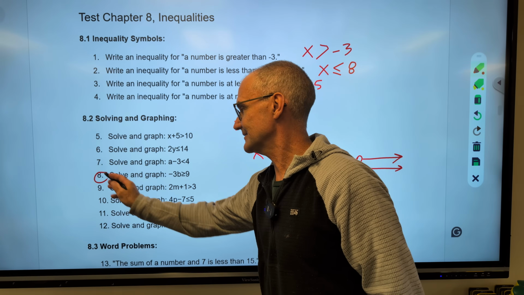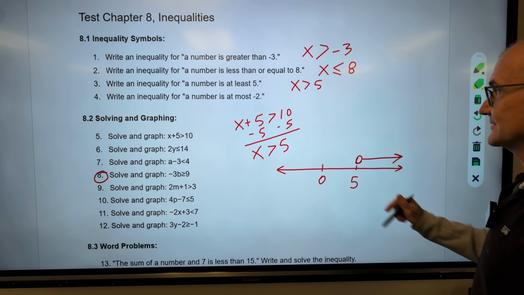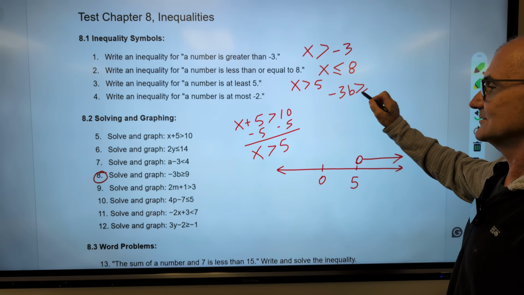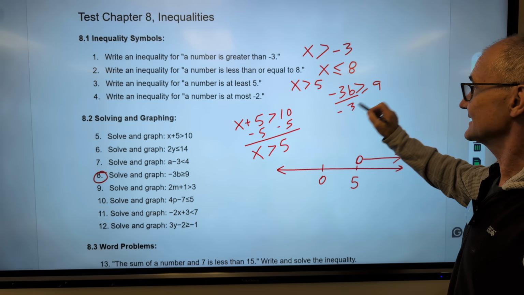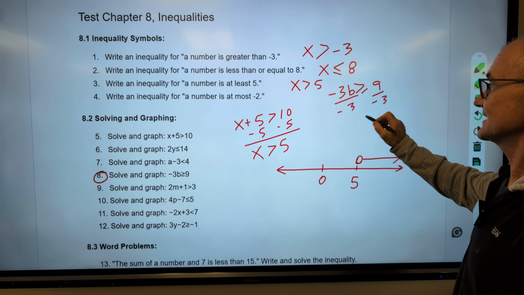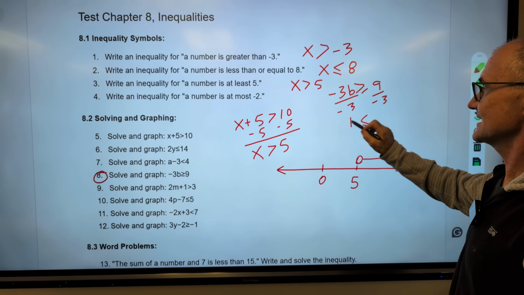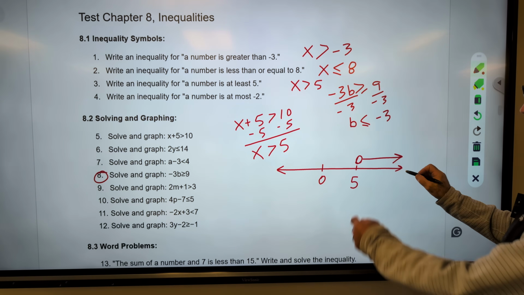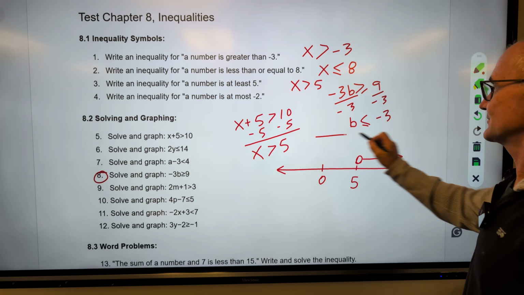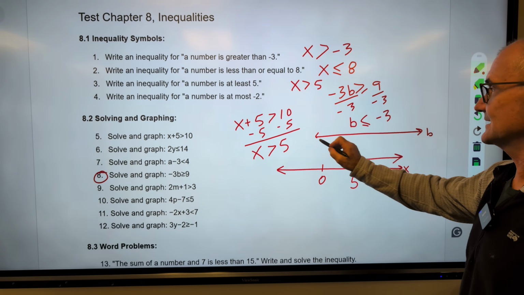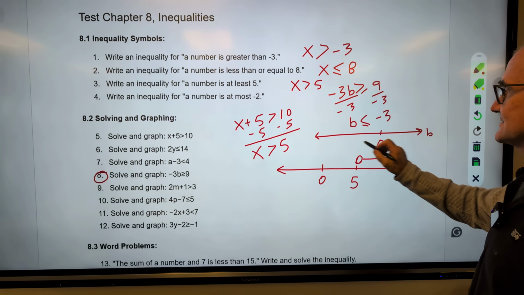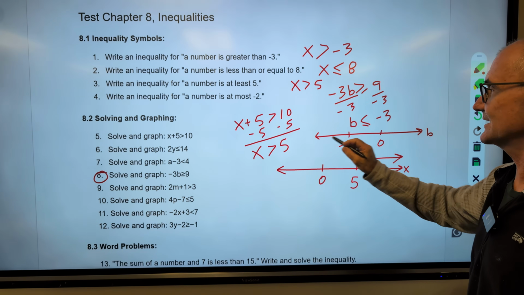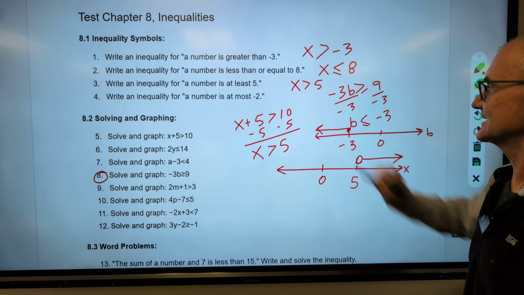Jump down to number 8 right here. So on number 8, I have -3b is greater than or equal to 9. Divide by a negative, change that sign. B is less than or equal to -3. So I would have labeled this previous number line x. This one I'm going to label B. It is less than or equal to -3. Here's 0. Here's -3. It is also equal to it. Closed in dot, going that way.